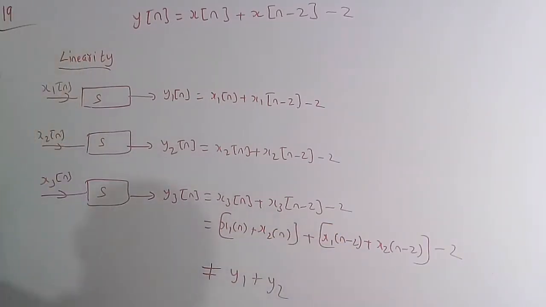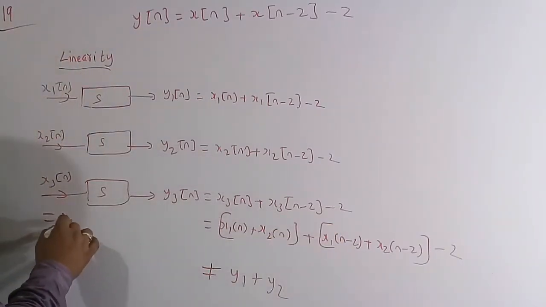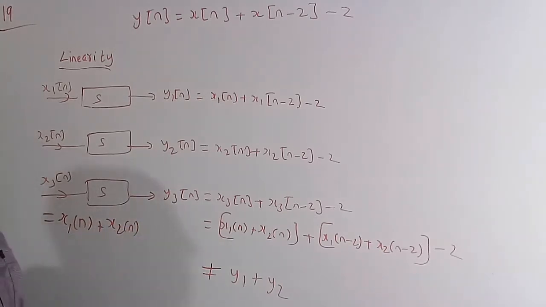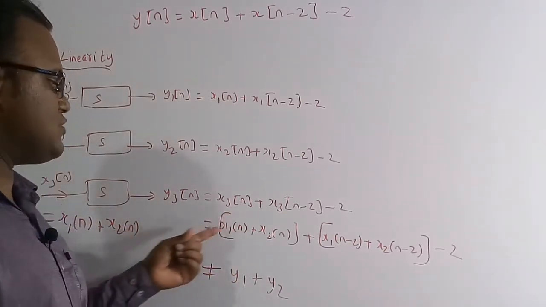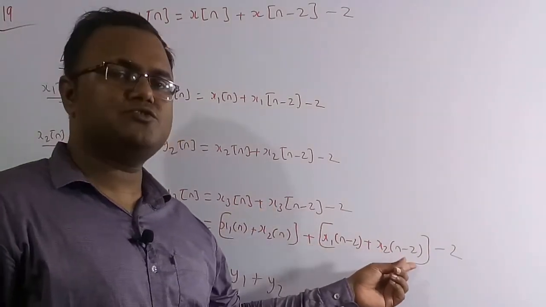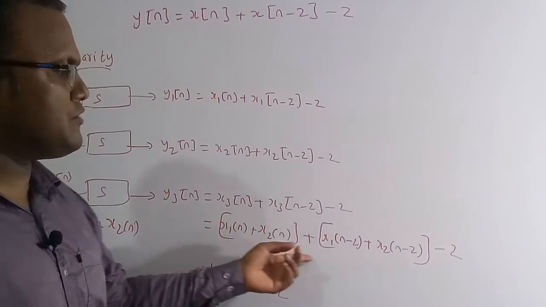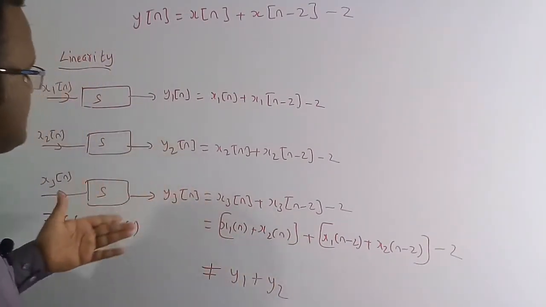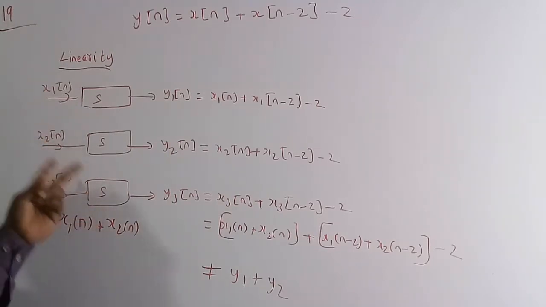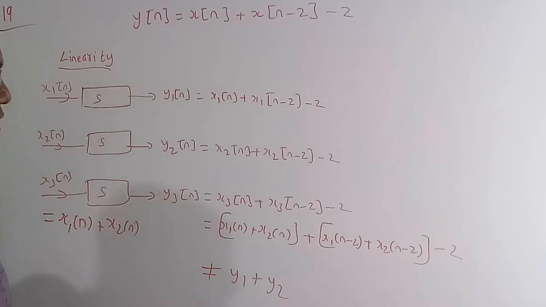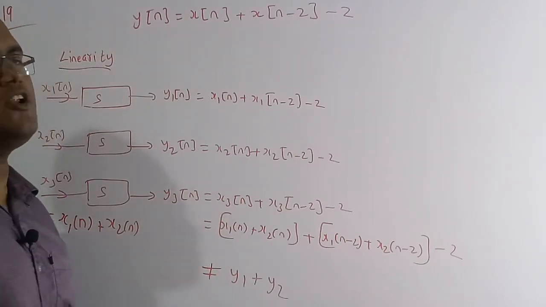Let me assume the new input x3 of n is the summation of the two previous inputs, which is x1 of n plus x2 of n. Wherever x3 of n is there, substitute this summation: x1 of n plus x2 of n. Similarly here, x1 of n minus 2 plus x2 of n minus 2 minus 2. If you simplify this, it is not going to equal the summation of the two previous outputs. It means if the new input is a summation of the two previous inputs, the output is still not the summation of the two previous outputs. So we can say this system is a non-linear system.